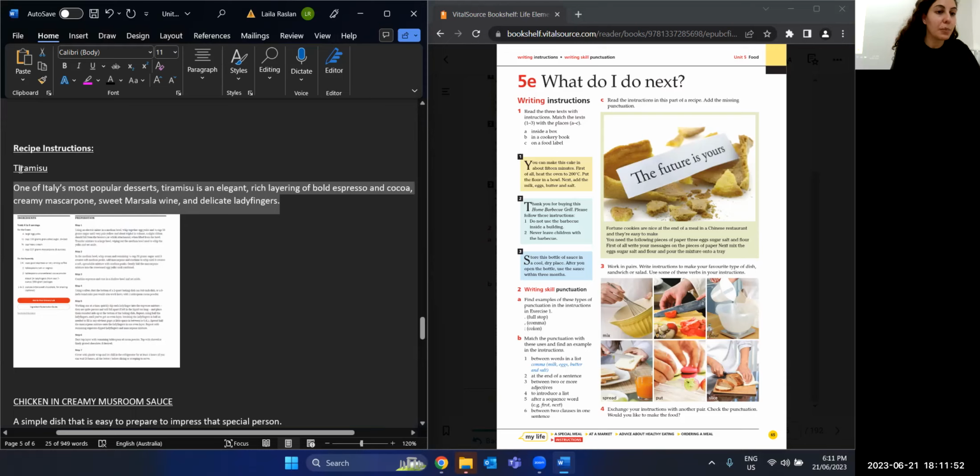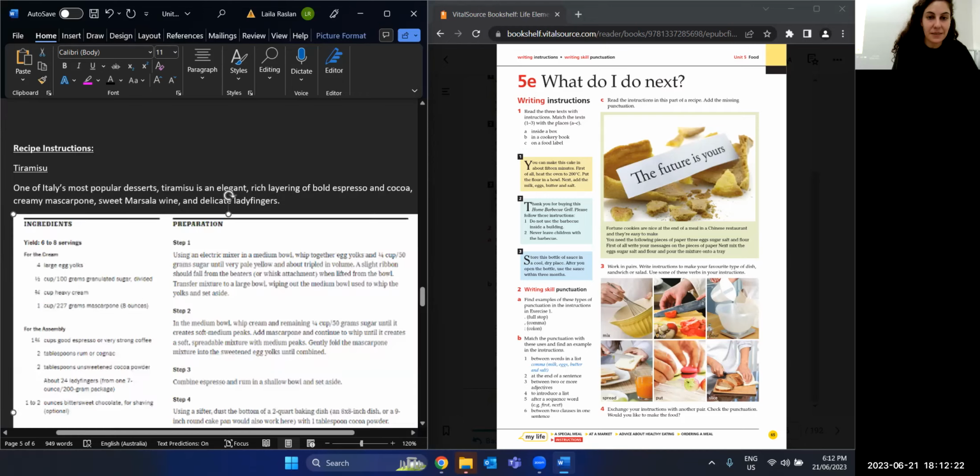So for this example, tiramisu, there's a little bit of an introduction, which you can write as well for your food. So one of Italy's most popular desserts. Tiramisu is an elegant, rich layering of bold espresso and cacao, creamy mascarpone, sweet Marsala wine, and delicate ladyfingers. So you can write whatever little introduction. And then you will write something very similar to this.